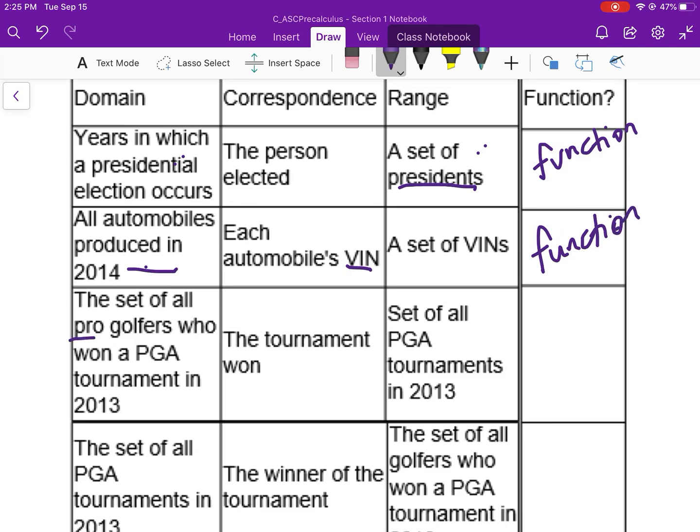So here, the next one is all the set of pro golfers who've won a tournament. And then this is all the tournaments. Can a golfer win more than one tournament? And the answer is, of course he can, or she. PGA, so that's all men. So of course they can. So we should say this is not a function because one golfer can win more than one tournament.